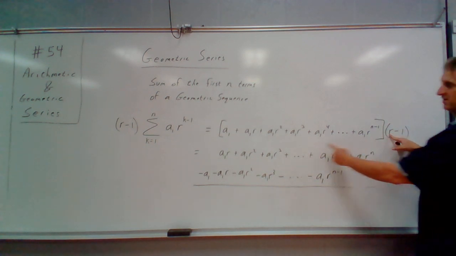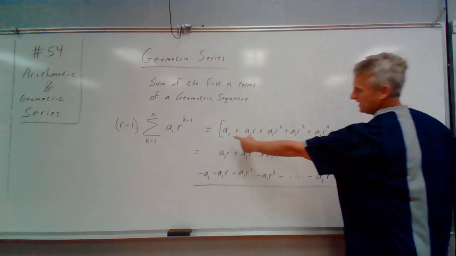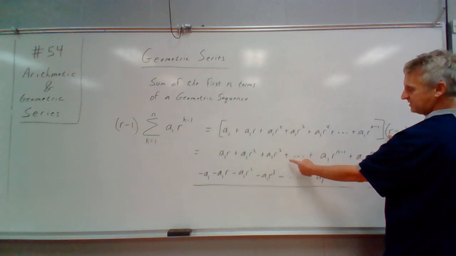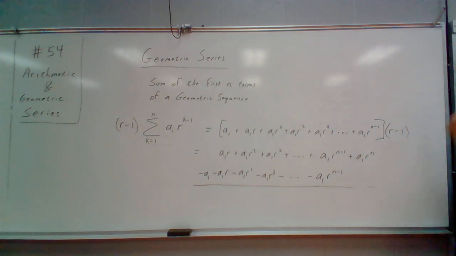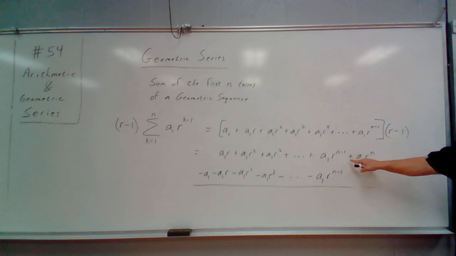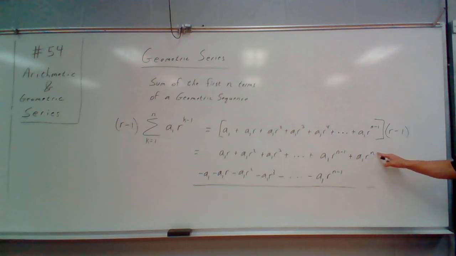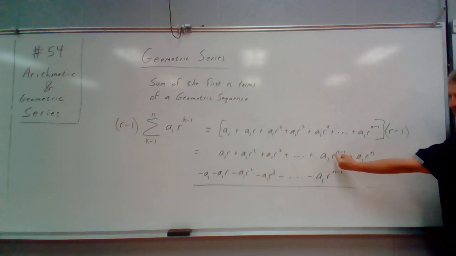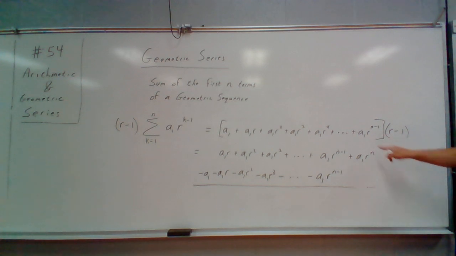So I multiply the r by each one of these terms. So I get a sub 1 times r, a sub 1 r squared, a sub 1 times r to the third, times r to the fourth, r to the fifth, and so on. And my last one will be r to the n. Because if I multiply r to the first times r to the n minus 1, 1 plus n minus 1 is just n. So my very last one is plus a sub 1 r to the n. Now, if this is r to the n, you're going to have an r to the n minus 1 right before it. You have to have. Because the one right before this was r to the n minus 2. Now it's r to the n minus 1.